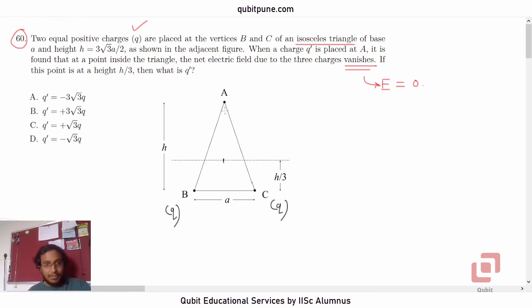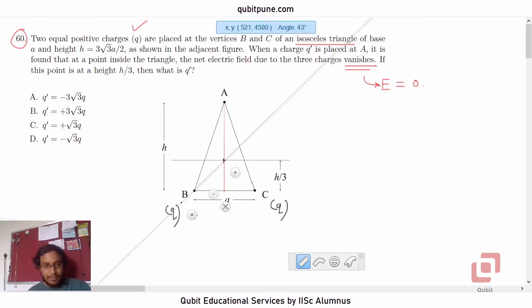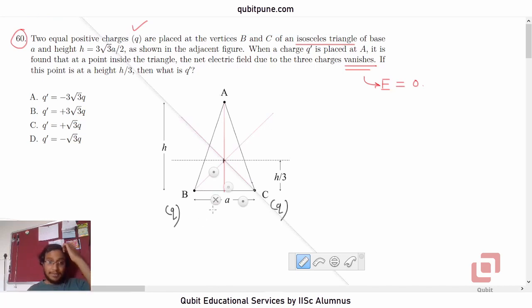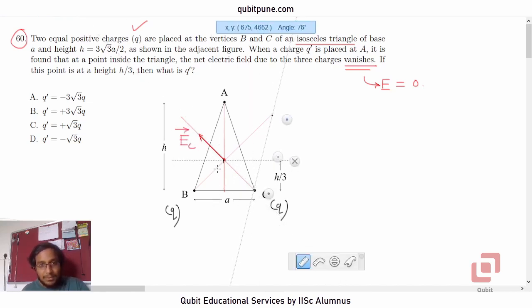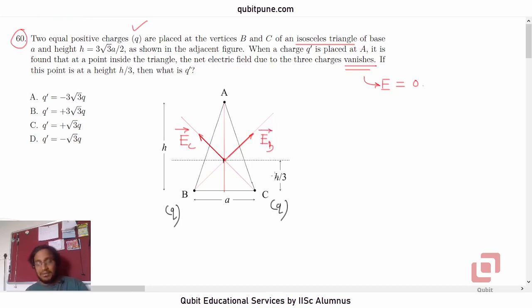So let us first join that point with the vertical segment or altitude, and let us also join that point to B and C. Now observe that the fields due to B and C at this point, what will they have in common? Their vertical components will be same, right? So suppose this is the field at that point due to C, and suppose this is the field at that point due to B. Then the vertical components will get added, the horizontal components will get cancelled. As easy as that.